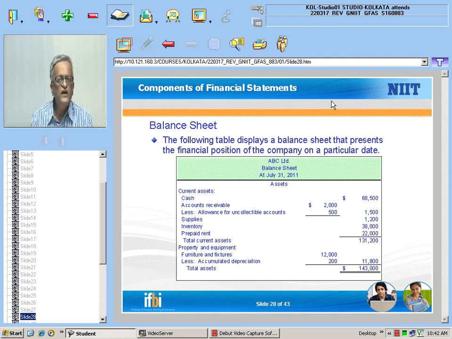And have you seen one important thing, the contra asset account, allowance for uncollectible accounts, that is a contra asset account. Accumulated depreciation, that is a contra asset account. So from these amounts, the net amount is found.